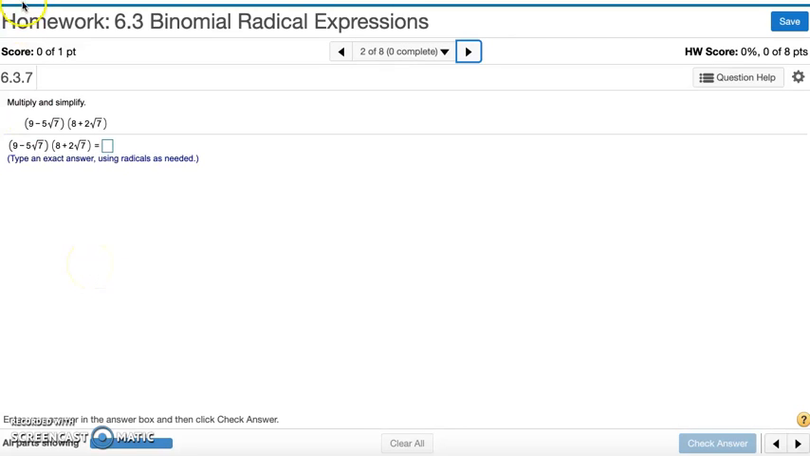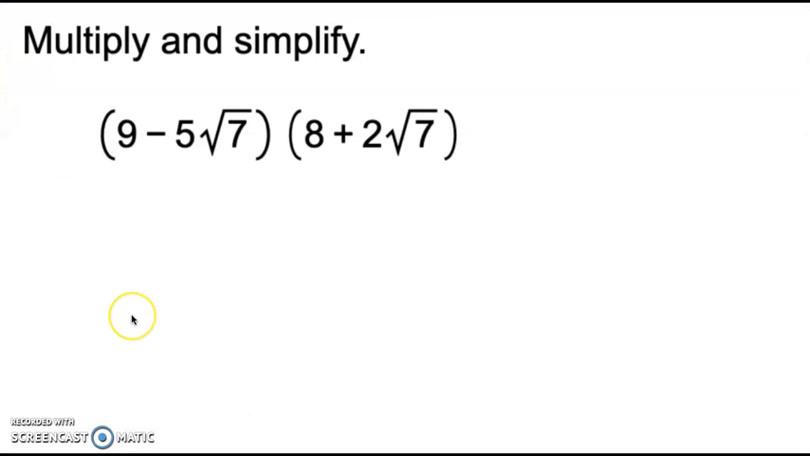Binomial radical expressions. Starting with number 2, multiply and simplify. So let's do that. So we're going to have to use FOIL to multiply the two binomials. So multiply the two first terms, 9 and 8, and we get 72.